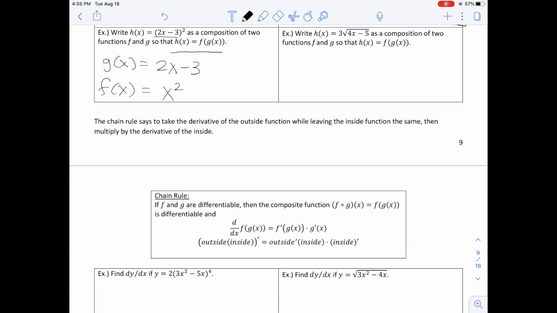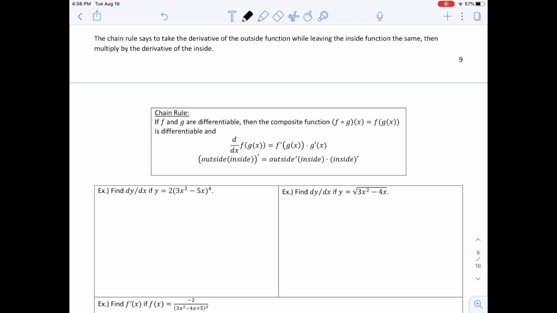On the next one, same thing, h of x is equal to 3 times the square root of 4x minus 5. Write it as a composition function where h of x is equal to f of g of x. So we're going to go ahead and say g of x is equal to our inside function, which this time is inside the radical, which is 4x minus 5. And then our outside function, which is going to be f of x, is what's left over. We have a 3, and then we have the square root of x. And again, you can check it by working backwards in order to find h of x.